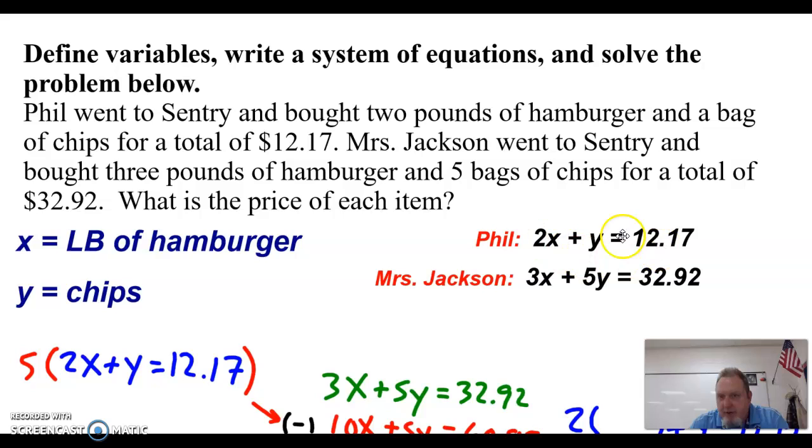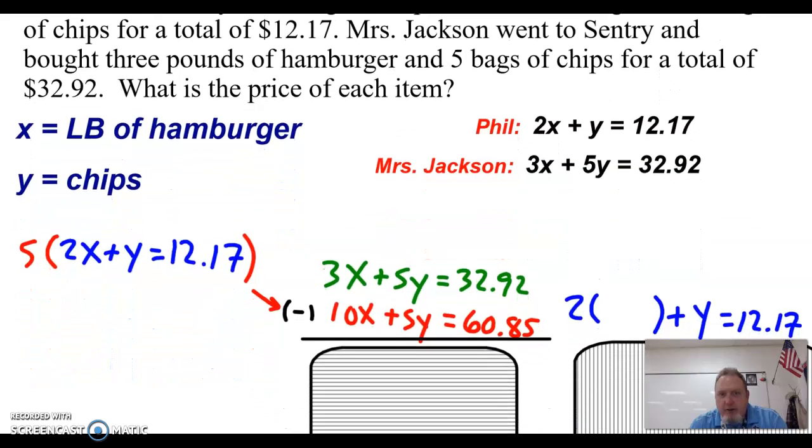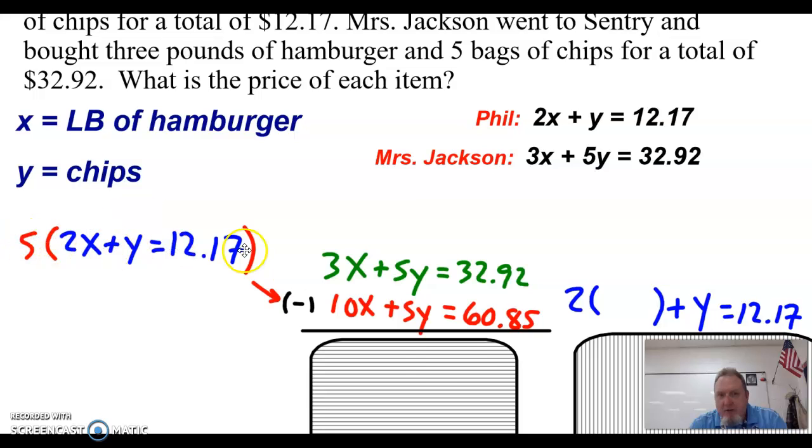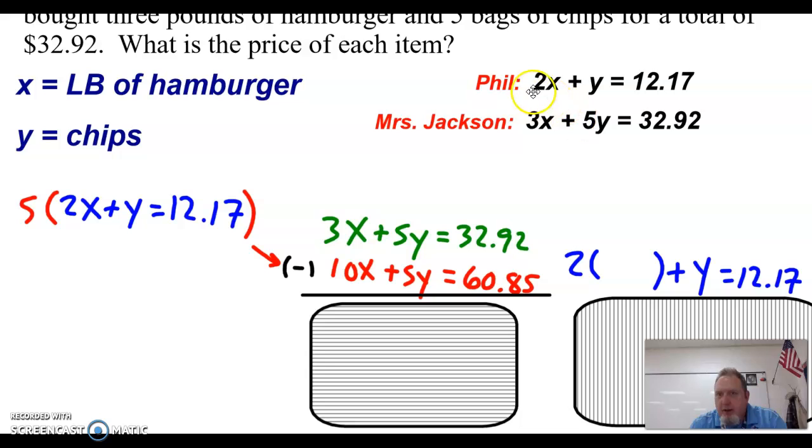You could take Phil's equation and solve that for y and do substitution. I opted to multiply, so I'm going to multiply Phil's equation by 5, and you're going to see that right here. So I took Phil's equation, multiplied it by 5. Now I can subtract and get rid of those y terms. I didn't do the rest of the work for you. I got you started, but multiplied Phil's equation by 5. And now I can subtract those two equations to cancel out the y's.